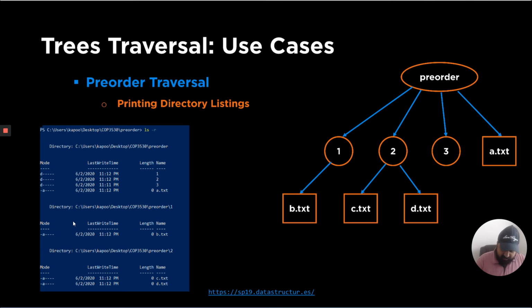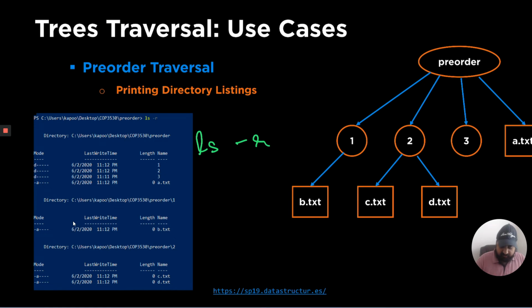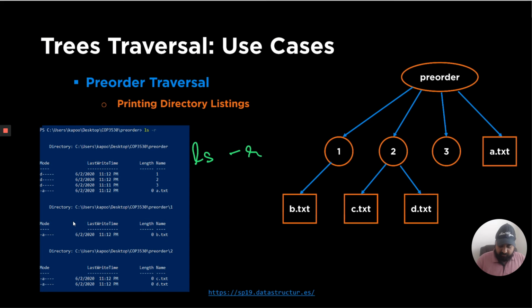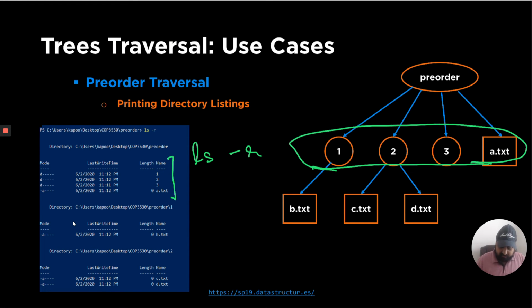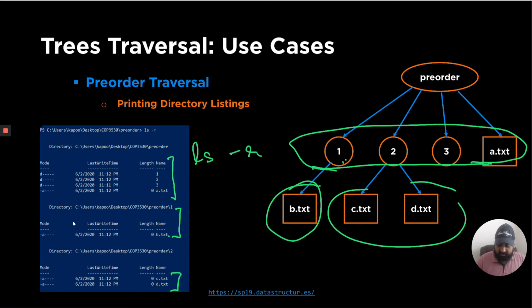So if you type a command like ls -r, it not only prints what's at the current directory, like it's not only printing 1, 2, 3 and a.txt, but now it goes into each of these folders and prints what is there in the folder. Like at 1 it's printing b.txt, at 2 it's printing c.txt and d.txt.